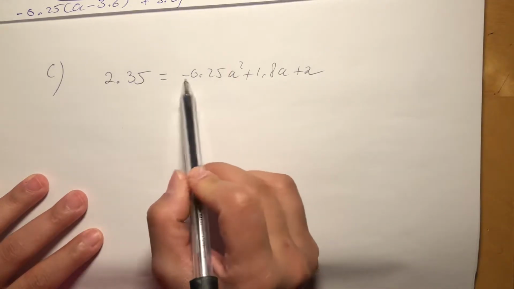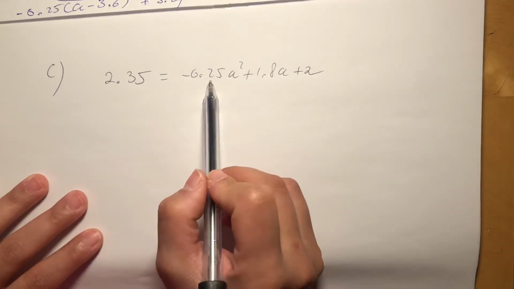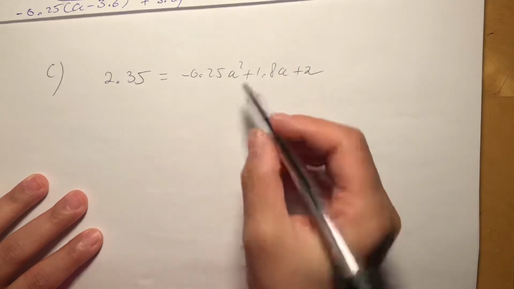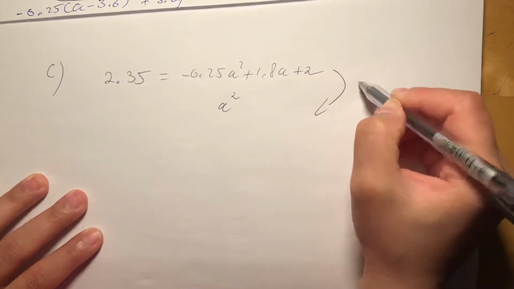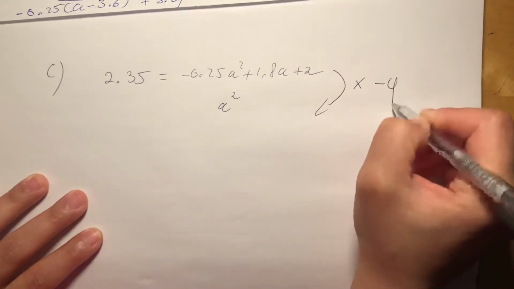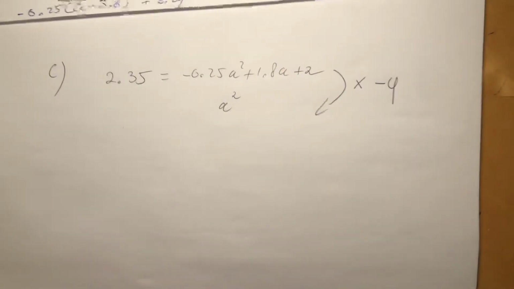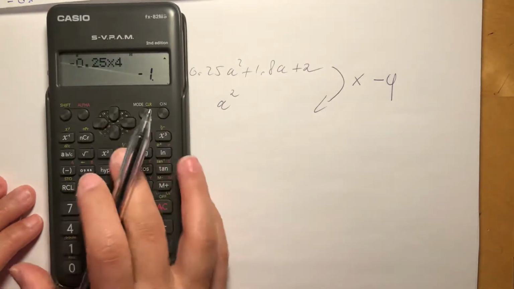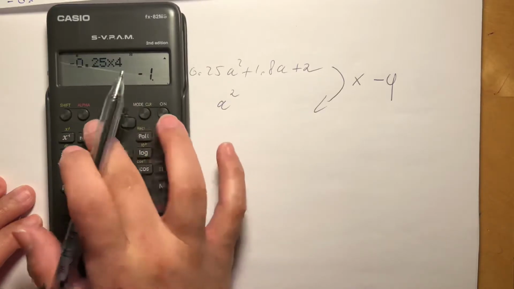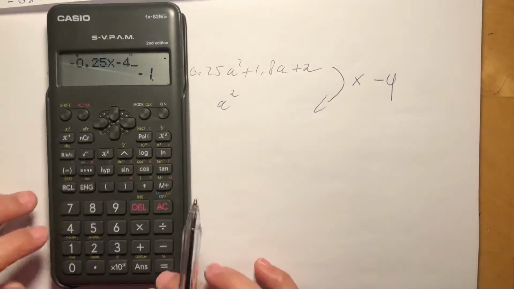Let's get rid of the negative 0.25. And how can you do that? You want to have only a to the power of 2 here. So you multiply times negative 4. Check it out. Negative 0.25 times 4 is negative. That's why I said negative 4. Negative 4 gives me 1.